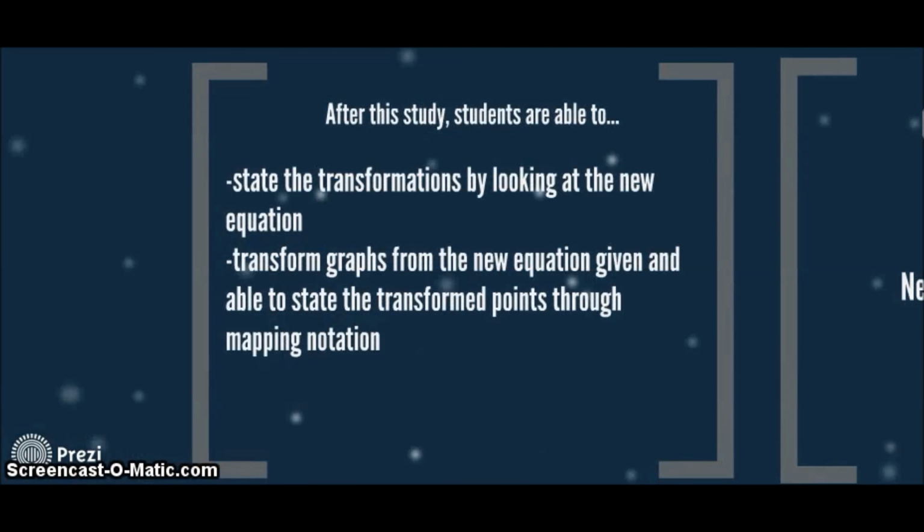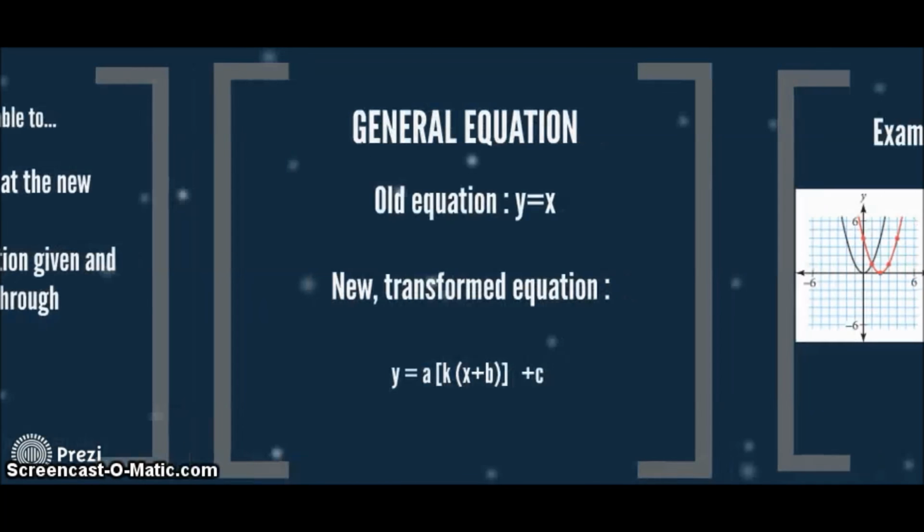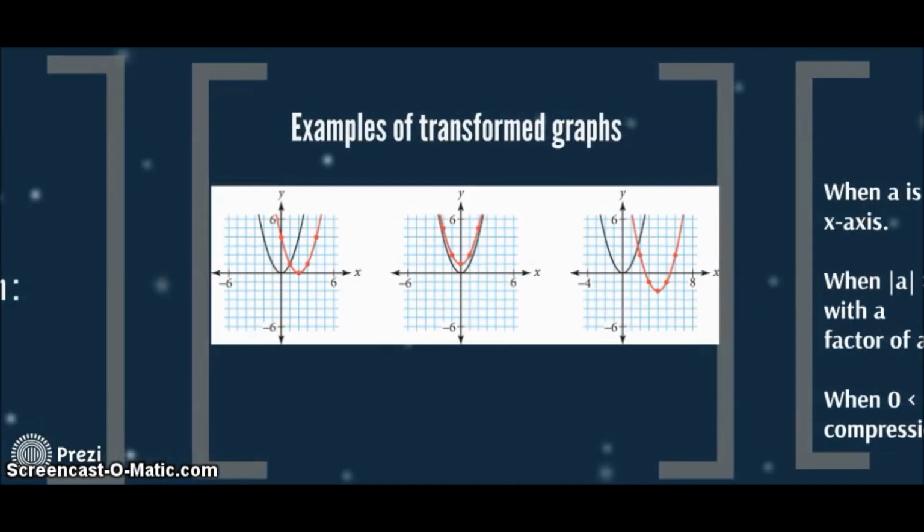After this study, students are able to state the transformations by looking at the new equation, transform graphs from the new equation given, and state the transformed points through mapping notation. This is the general equation that you will find in the transform equation. These are the examples of the transform graphs. The red ones are the new transformed graphs and the black ones are the original graphs.